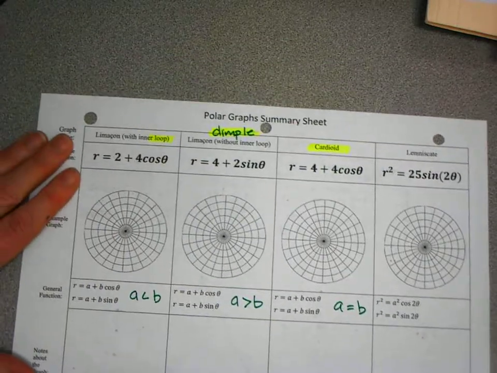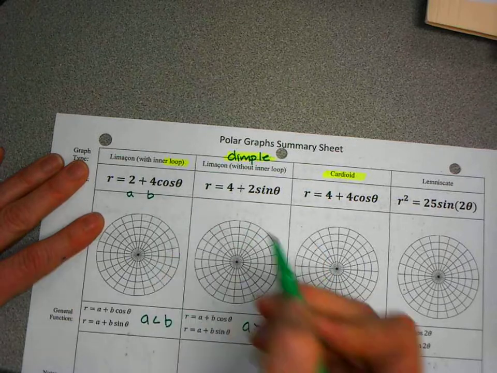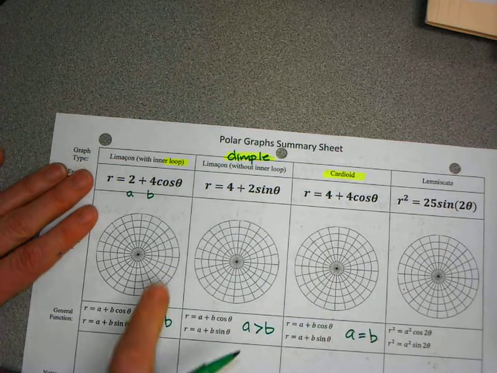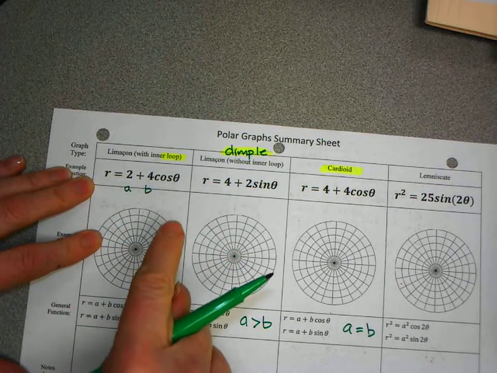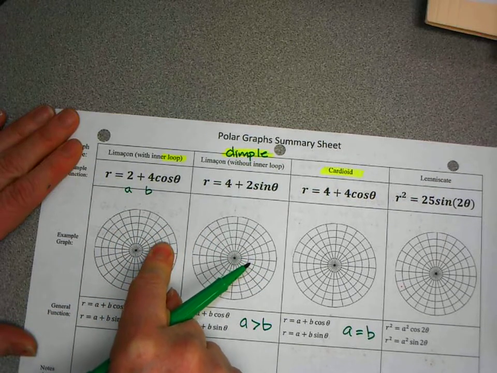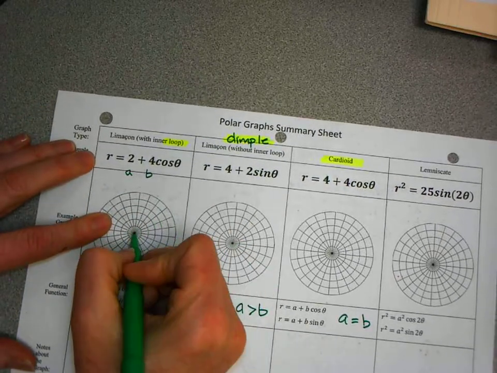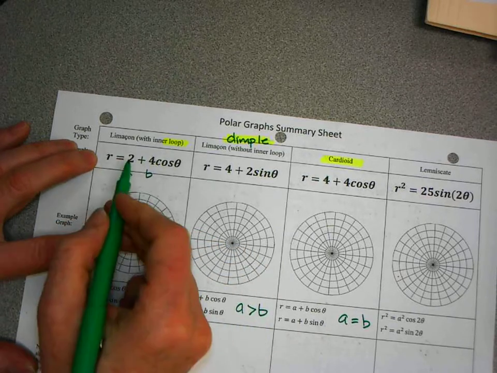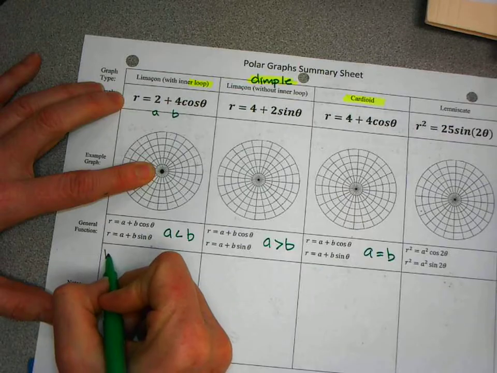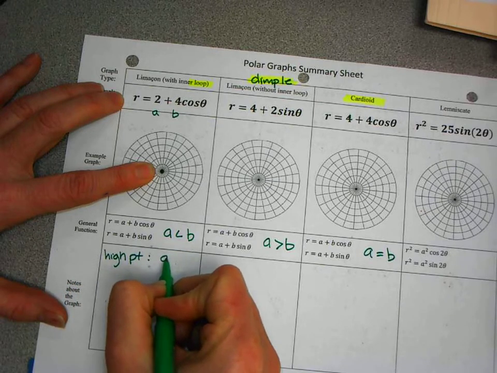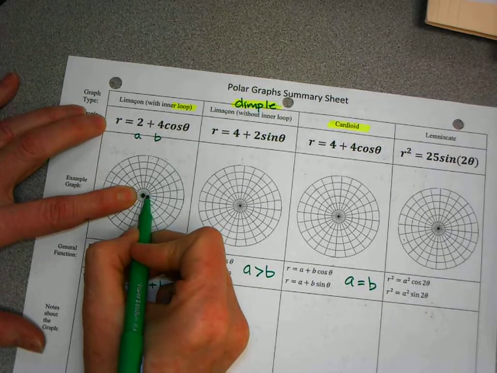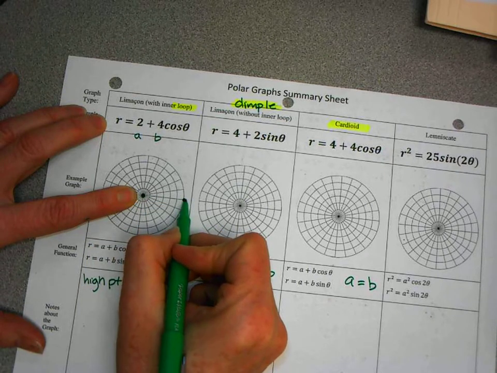So we have A is 2, B is 4. We have a cosine loop. So cosine is positive, so it's this part of the graph. I'm going to have a point here, and this end, the high point, will be A plus B, and it'll be 6. So 1, 2, 5, 6.